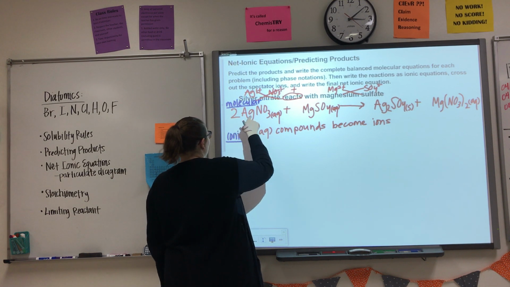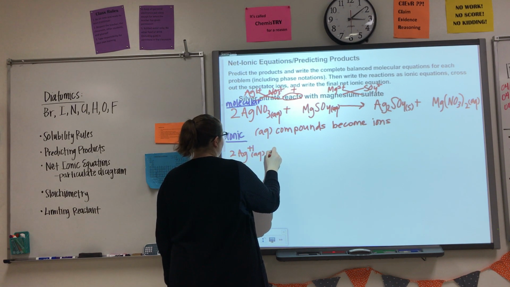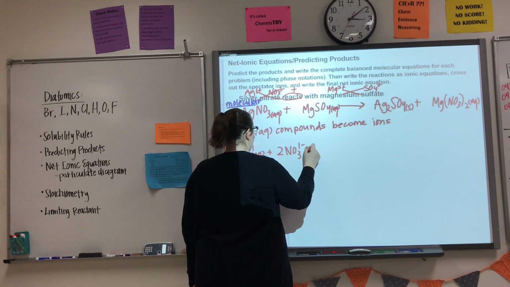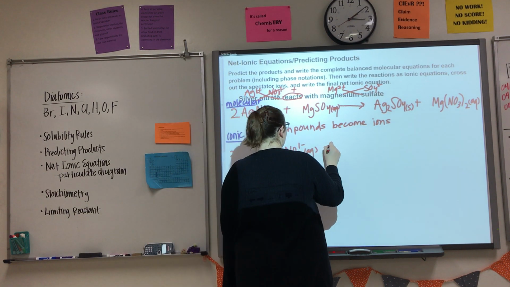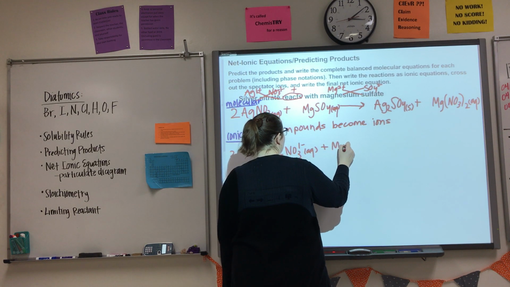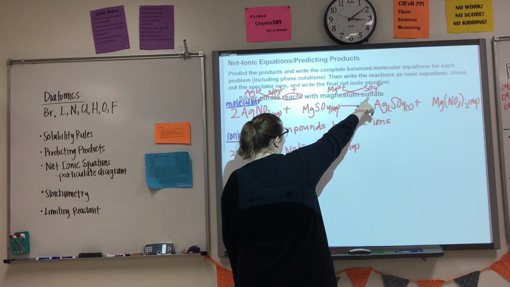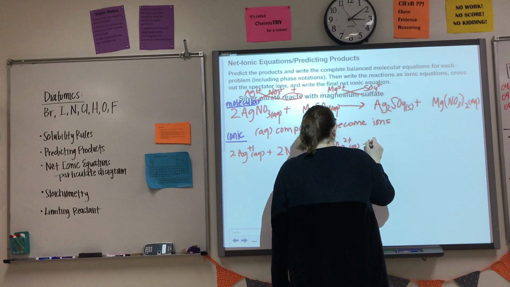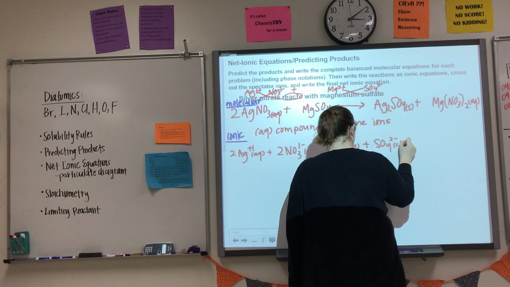So the first one, I have 2 Ag 1 plus aqueous plus 2 NO3 1 minus aqueous. Notice that the coefficient 2 went to both of these guys. Next, I have Mg 2 plus aqueous. I know it's a 2 plus from up here when I looked. And I can look on my periodic table and see that magnesium exists in group 2. Plus SO4 2 minus aqueous. So those are all my reactants.